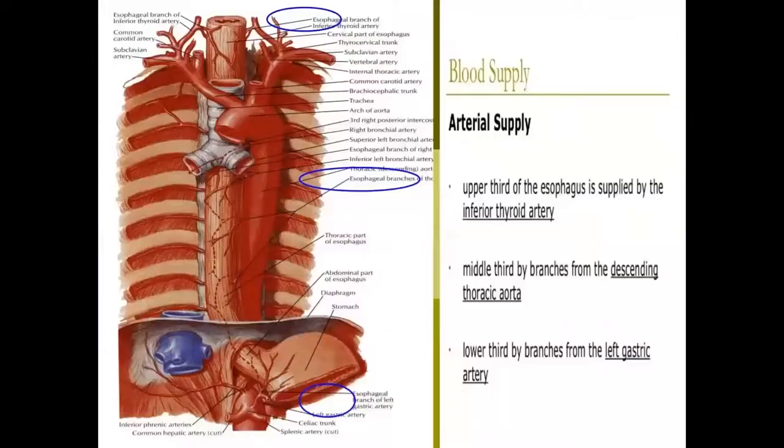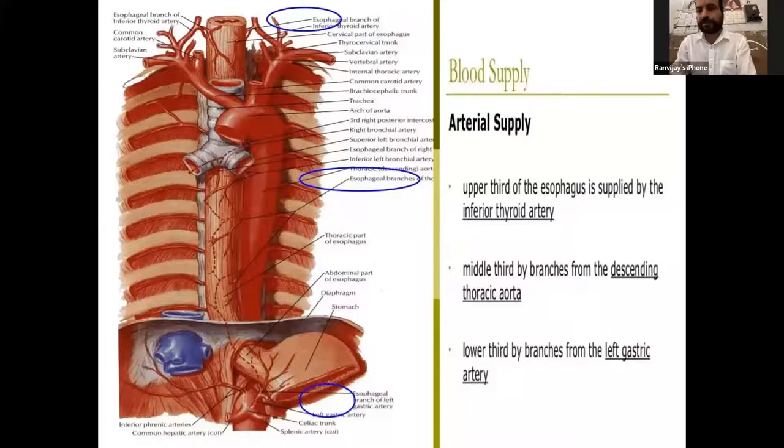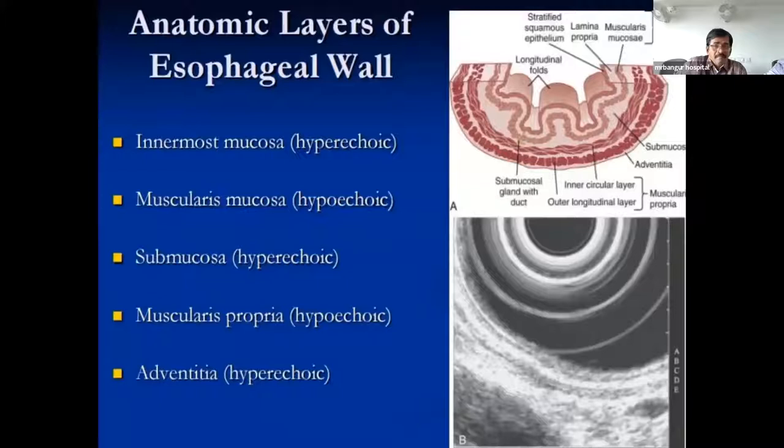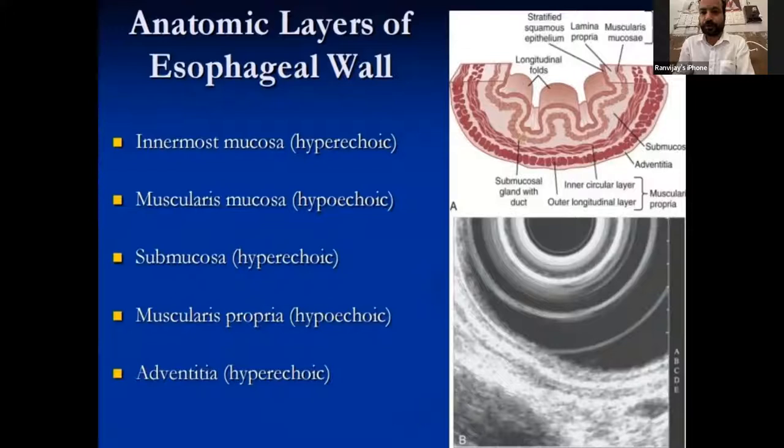Now, the blood supply. First, the anatomic layers of the esophageal wall. The innermost is the mucosa, then the muscularis mucosa, the submucosa, the muscularis propria, and the adventitia. The muscularis propria has two parts, one circular and one longitudinal. And the submucosa is the thickest part of the esophagus and is freely mobile.